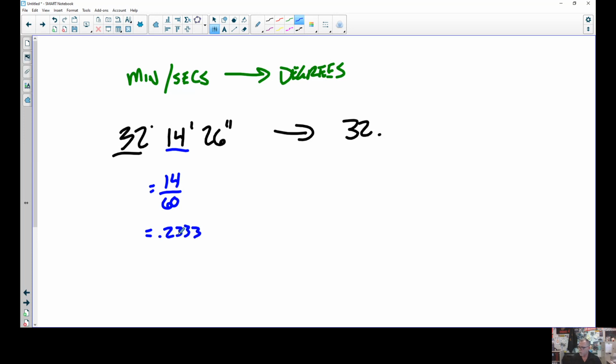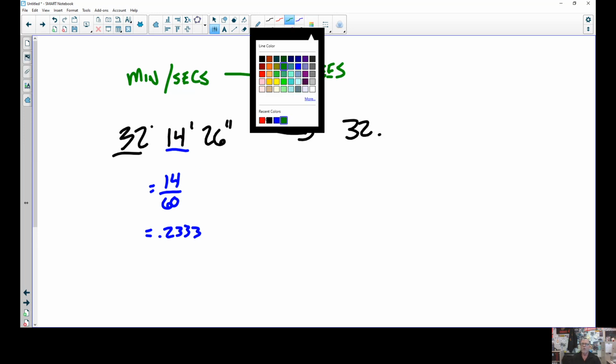is going to be 0.233 repeating. So I'll go to 4 decimals because we want to do this to 3 decimal accuracy. So let's go 4 decimals here, and we'll round at the end. So we got this as our first decimal. I say that that's representing the minutes, which are 0.233 repeating of a degree. That's the portion of a degree. It's 0.2333 degrees is 14 minutes. Make sense? Hopefully.